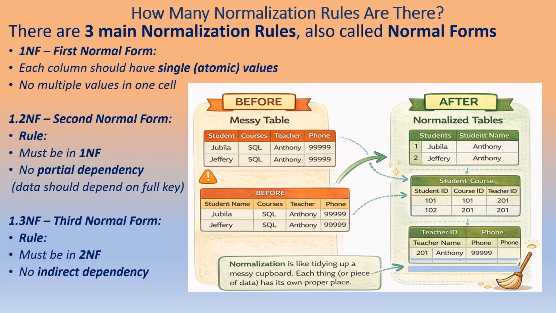Why is normalization needed? When data is repeated, mistakes and mismatches happen. Normalization helps store data only once. This saves space and makes updates simple and safe. There are three rules in normalization.